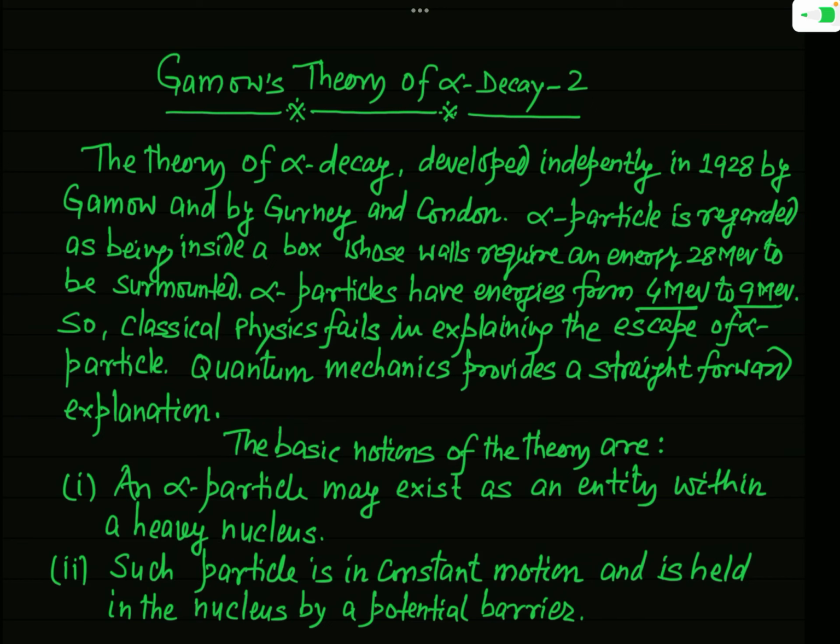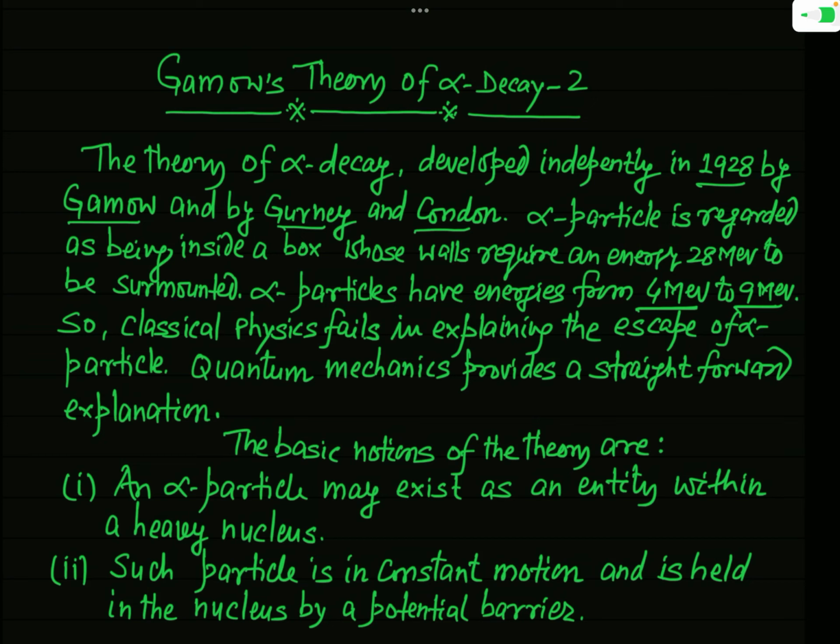In one sentence, you can say that classically it is very hard, or impossible, to explain how this alpha particle is emitted from the nucleus. So classical physics badly fails in explaining the alpha decay process. But in 1928, three scientists, Gamow and Gurney and Condon, independently explained this alpha decay process by the use of quantum mechanics.